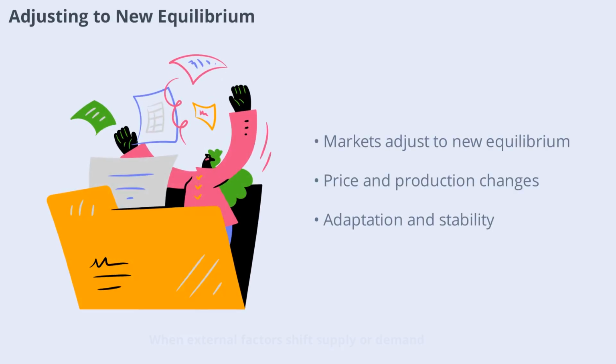When external factors shift supply or demand, markets must adjust to a new equilibrium. This process involves changes in prices, production, and consumption. The speed and effectiveness of adjustment depend on market flexibility and the responsiveness of participants. By studying these adjustments, we gain insight into how markets adapt and maintain stability.